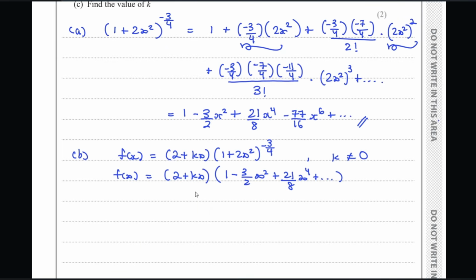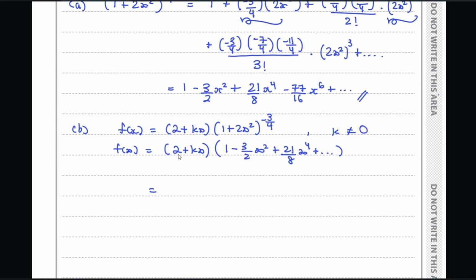Now, when we think about it, if we multiply 2 to all of these terms, we will get terms up to x to the power 4. But if we multiply the kx term with all of these terms, since kx has x there, if that multiplies with 21 over 8 x to the power 4, we will get a term in terms of x to the power 5. That's enough. We just need to multiply these two brackets. So let's do that. Let's multiply with 2 first.